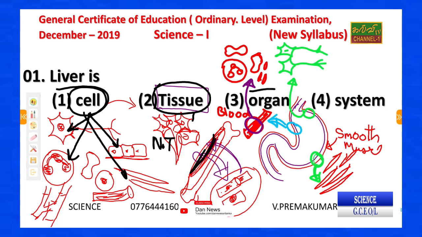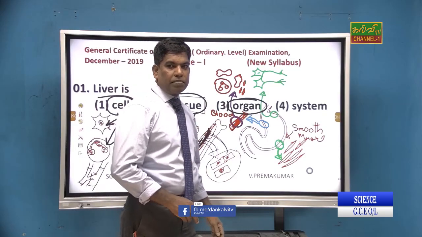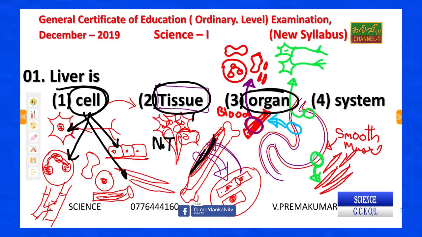Here, when we are considering an organ such as the stomach, it contains smooth muscle tissue, nervous tissue, blood tissue and connective tissue. So many tissues are there, epithelium tissues are there. And the system, right? For example, here I would like to draw a system, say the digestive system.